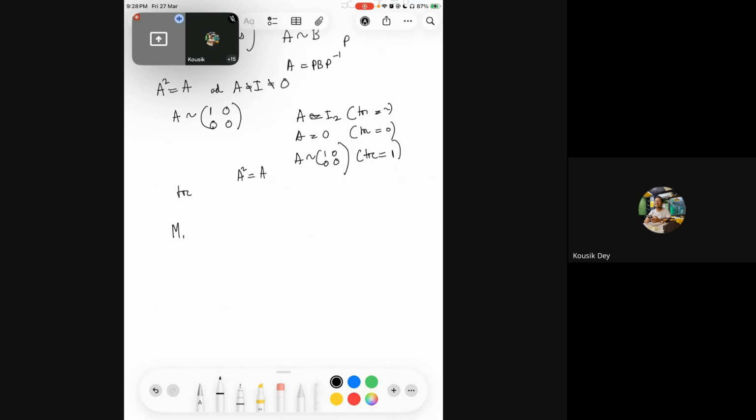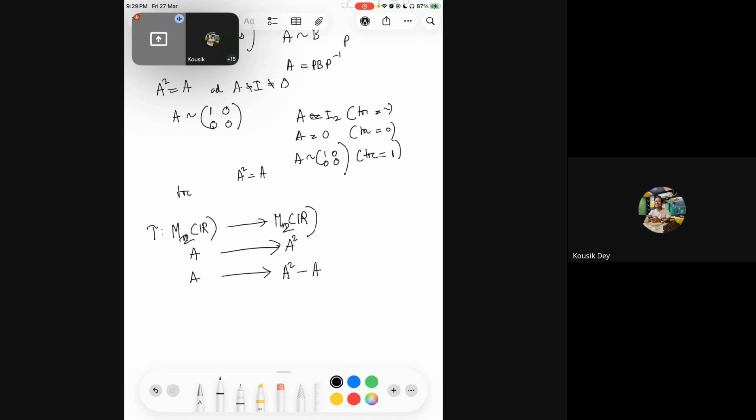So let's see. Define a map from M2R to M2R. The map is: every matrix goes to its square. Is this a continuous map? This is not the square of every element, right? This is matrix square. But is it a continuous map, Kaushik? Yes. Okay, then A squared minus A. This map is also a continuous map, right? A goes to A squared minus A. Yes. So now can you tell me, will it be closed or not?